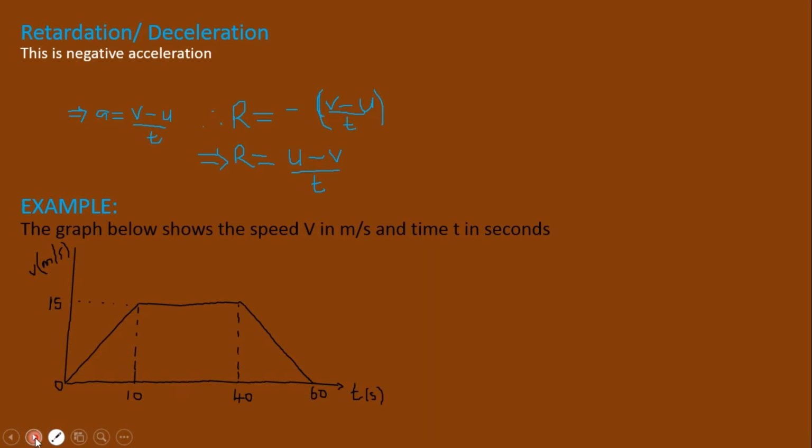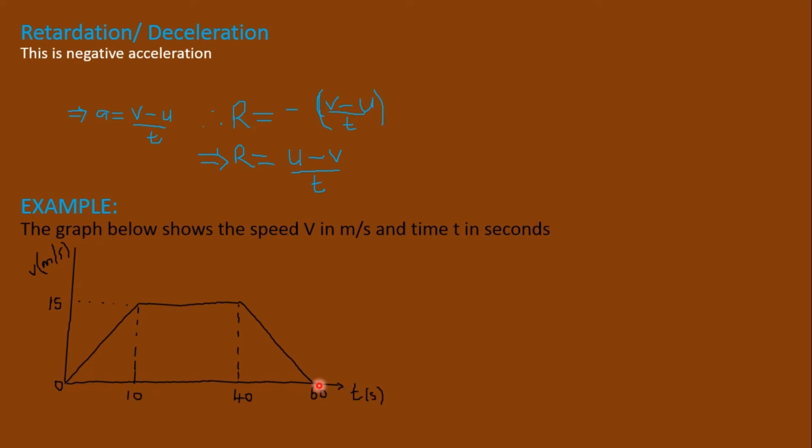So now what is retardation or deceleration? This is just the negative of acceleration. When the car is accelerating, we are saying it's the negative of accelerating, so meaning it has to go in the other direction. For example, this part here is what we are calling retardation or deceleration. When the object is going to rest, it is called deceleration or retardation.